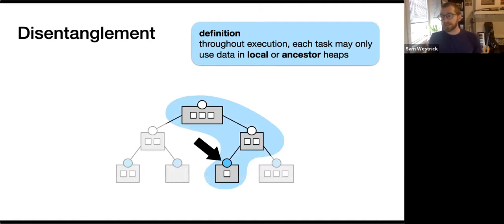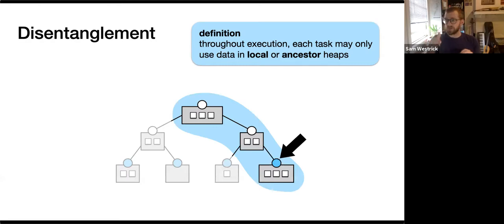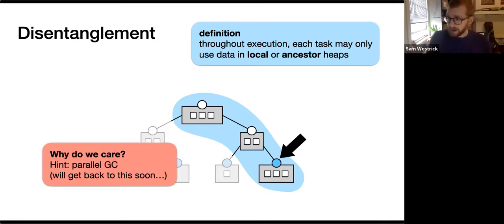So if we pick a task, and the leaf tasks in a fork-join program, by the way, are the active tasks. The internal tasks are suspended. So you fork into two and you wait until both complete and then you continue, right? So if we look at a leaf, it's only allowed to use data along its root-to-leaf path. And another leaf, same thing. You look at its root-to-leaf path, and if we're disentangled, that's the only data it's allowed to use. Why do you care? Well, hint, hint, parallel GC, and I'm going to get to that.